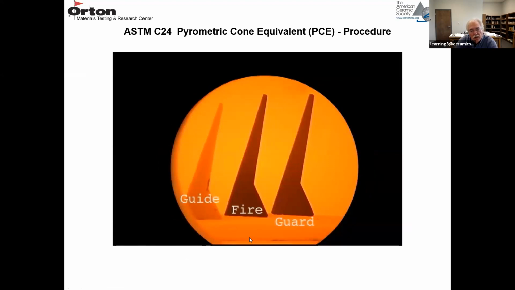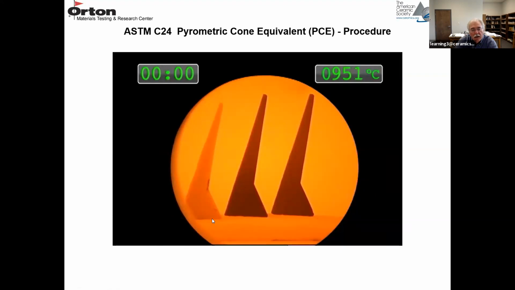This is a little video of how these materials behave. These are 3 cones that are self-supporting, so they have a triangular shaped base. And so this is the time versus temperature. As you're heating them up, you can see the cones are starting to deform. So this is a lower temperature one. This would be a higher temperature one, and this one would be one in between.